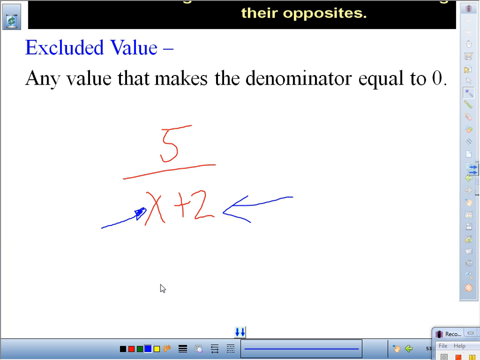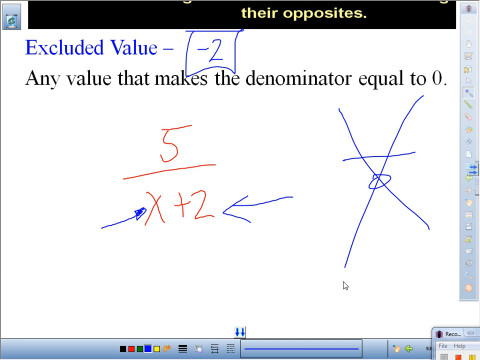Everyone? -2 is what we call the excluded value. What does that mean, Mr. Q? That whatever we do with this, we cannot use -2. Why? Because then it makes the fraction where the denominator is 0. Why can't it be 0? Because this is not part of the definition of rationals. Does that make sense? We can use any other value except that one. That's why it's called excluded values.